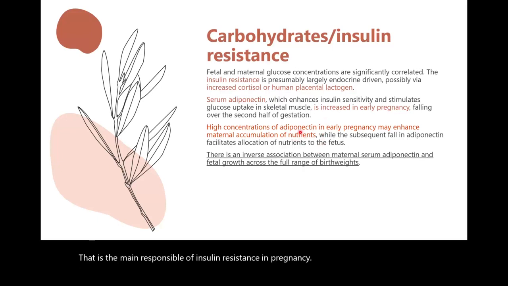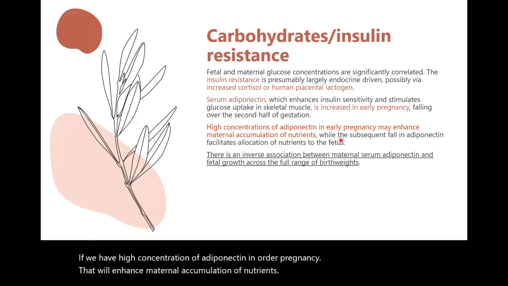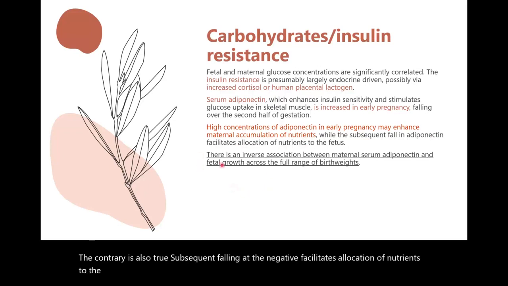If we have a high concentration of adiponectin in early pregnancy, that will enhance maternal accumulation of nutrients. The contrary is also true. A subsequent fall in adiponectin facilitates allocation of nutrients to the fetus. So there is an inverse association between maternal serum adiponectin and fetal growth across the full range of birth weight.